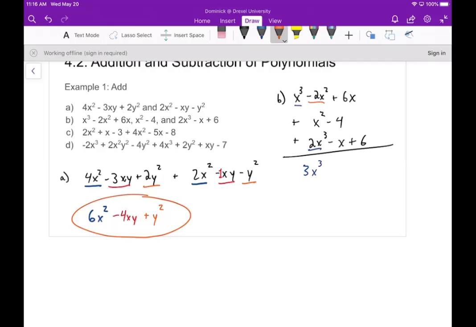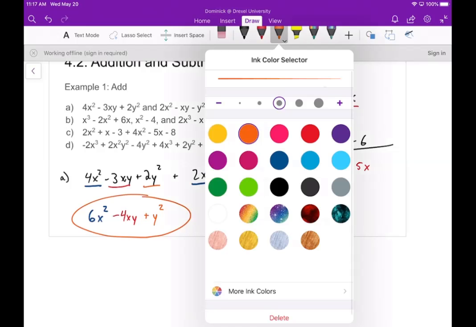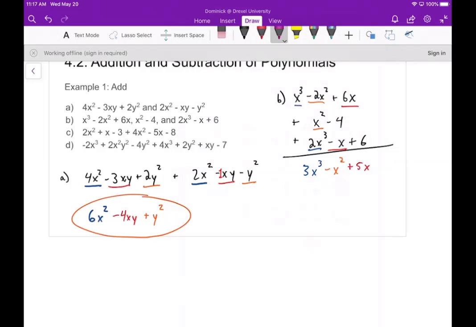Then I have a minus 2x squared and a plus x squared here. That's going to combine to give me a minus 1, or just a minus x squared. Next, we have a 6x and a minus x, so together they become 5x. And last but not least, we have a minus 4 and a plus 6, so together they are plus 2. Okay, so that's the sum of those polynomials.